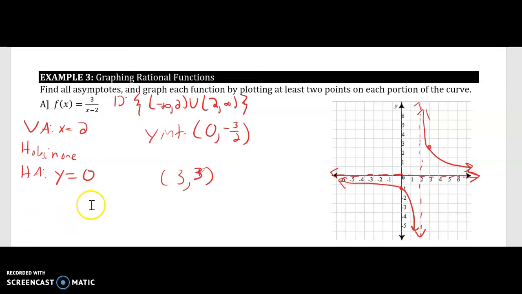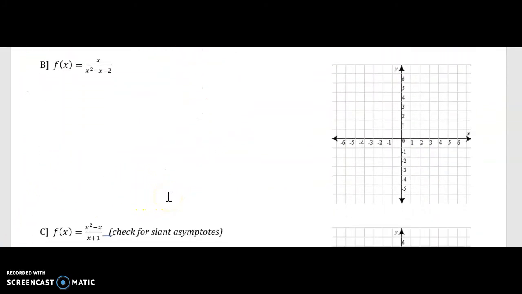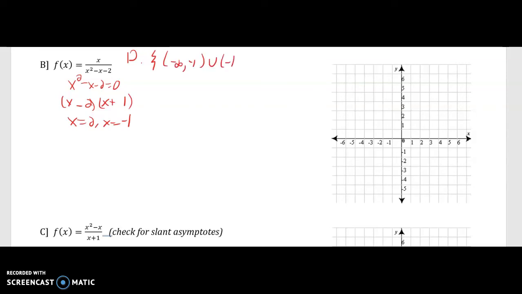Okay? Take a look at the next one. So again, I got to find my domain to start. Set the bottom equal to 0 and factor it. It's x and x, 2 and 1. What multiplies to 2? 2 and 1. Signs are different. Bigger one's negative. So it's x equals 2, x equals negative 1. My domain is negative infinity to negative 1, negative 1 to 2, and then 2 to infinity.